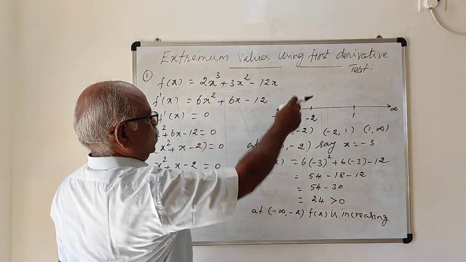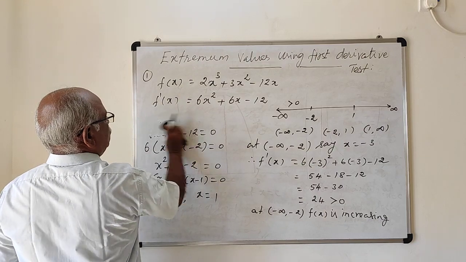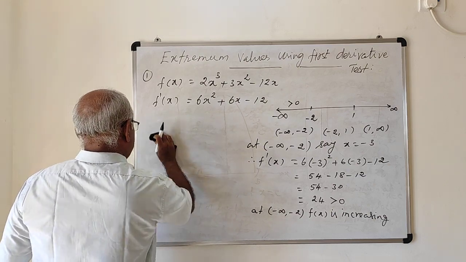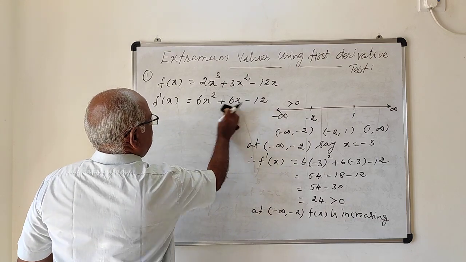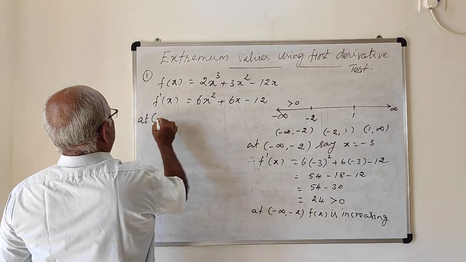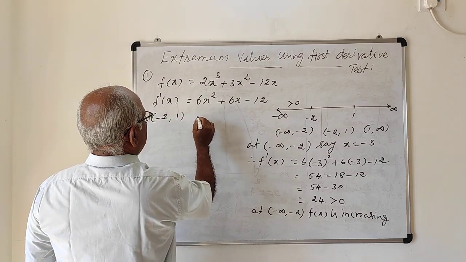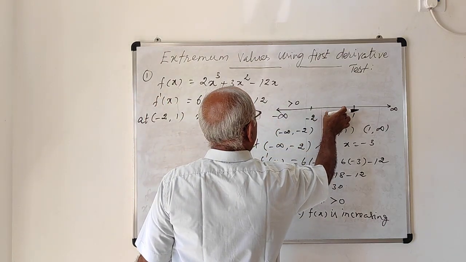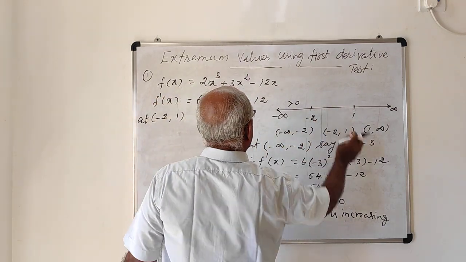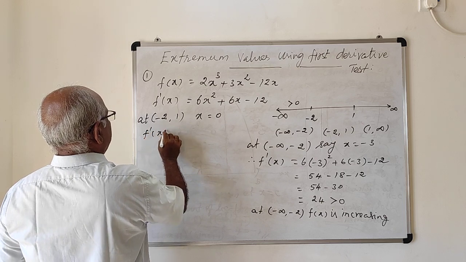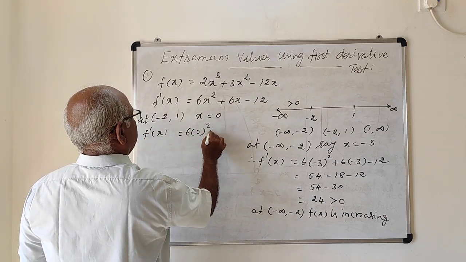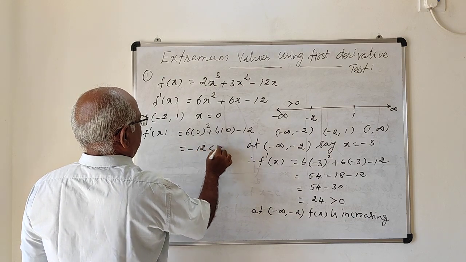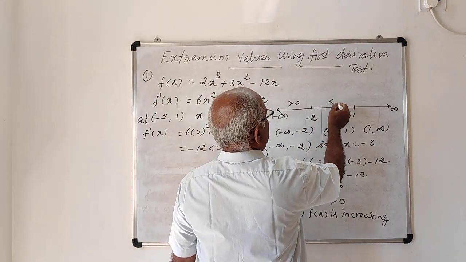Coming to the next interval, minus 2 to 1. In the interval minus 2 comma 1, we will take x equal to 0. Here in the interval minus 2 to 1, I can find x equal to 0. f dash of x is 6 into 0 square plus 6 into 0 minus 12, therefore you get only minus 12, which is less than 0. Therefore in this interval, f dash of x is less than 0.